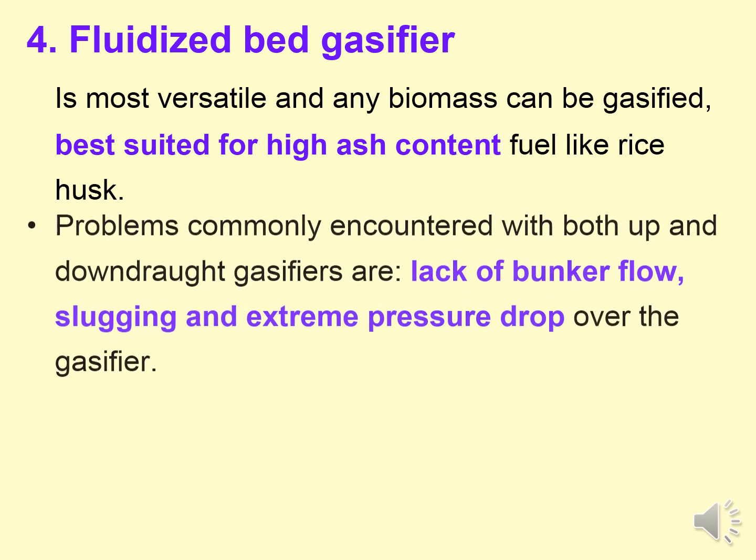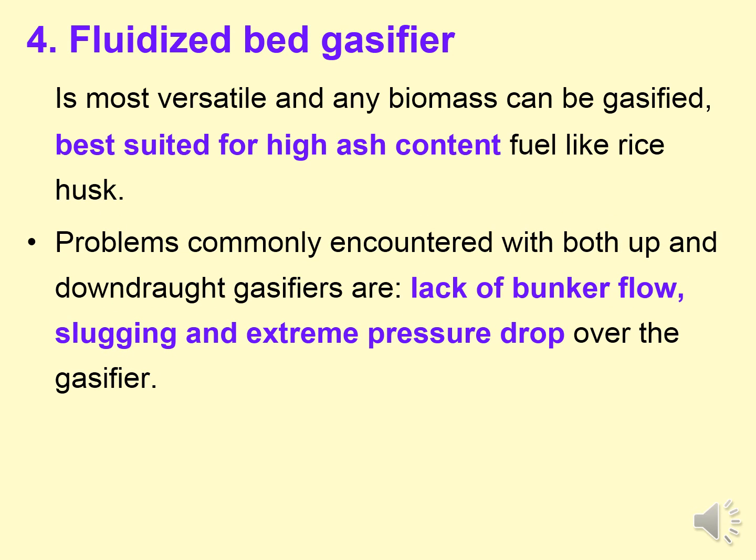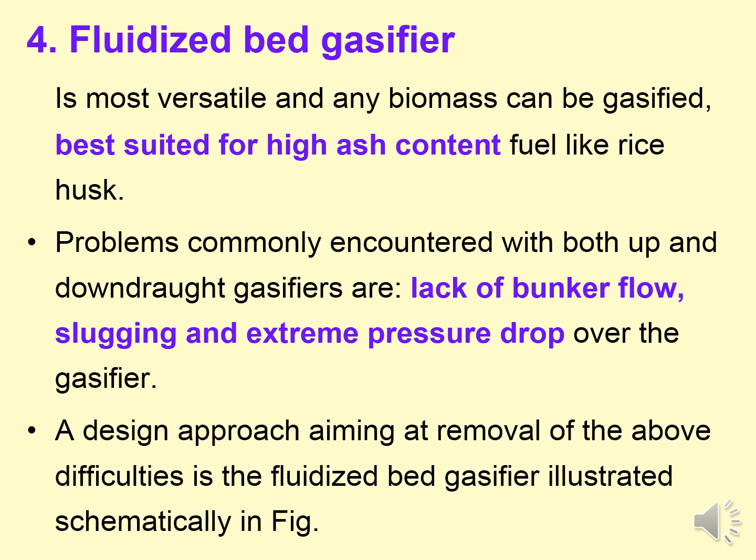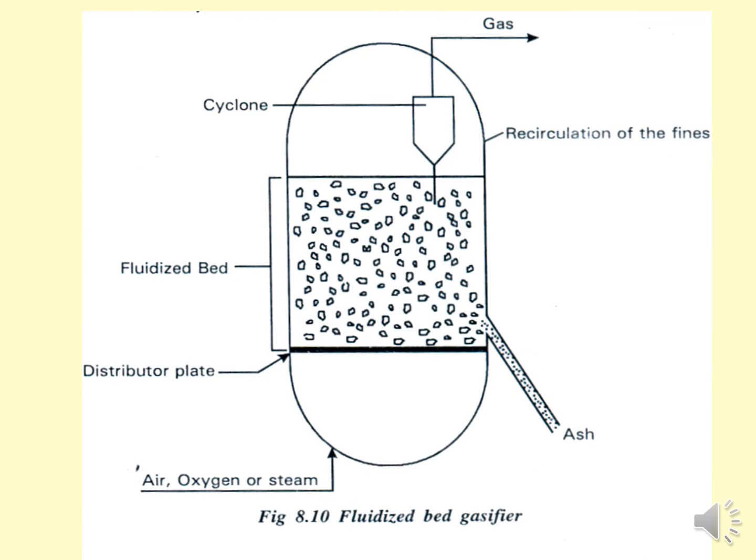The fluidized bed gasifier, this is the last one. It is most versatile and any biomass can be gasified. Best suited for high ash content fuels like rice husk. Problems commonly encountered with updraft and downdraft gasifiers are lack of bunker flow, slagging, and extreme pressure drop over the gasifier. This can be overcome here. A design approach aiming at removal of the above difficulties is the fluidized bed gasifier, which is shown in the figure. So this is the figure.